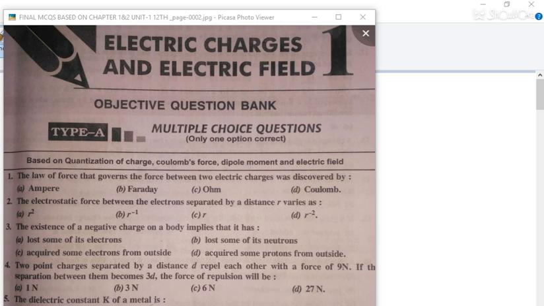So starting the video with question number 1. The law of force that governs the force between two electric charges was discovered by. So students, there are some easy questions, like here it is asking about the law that gives us the relation of force between two charges q1 and q2. So which law? Coulomb's law.